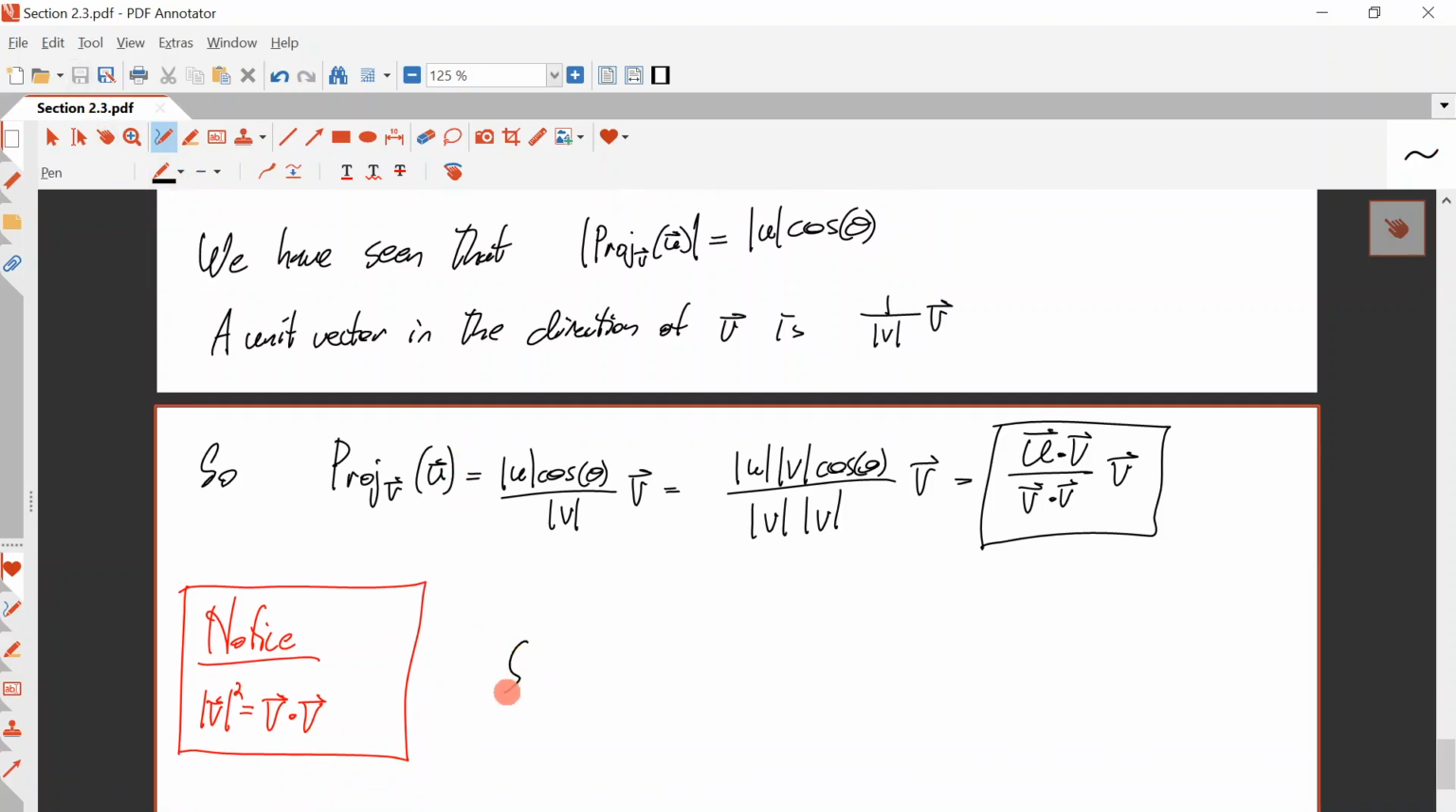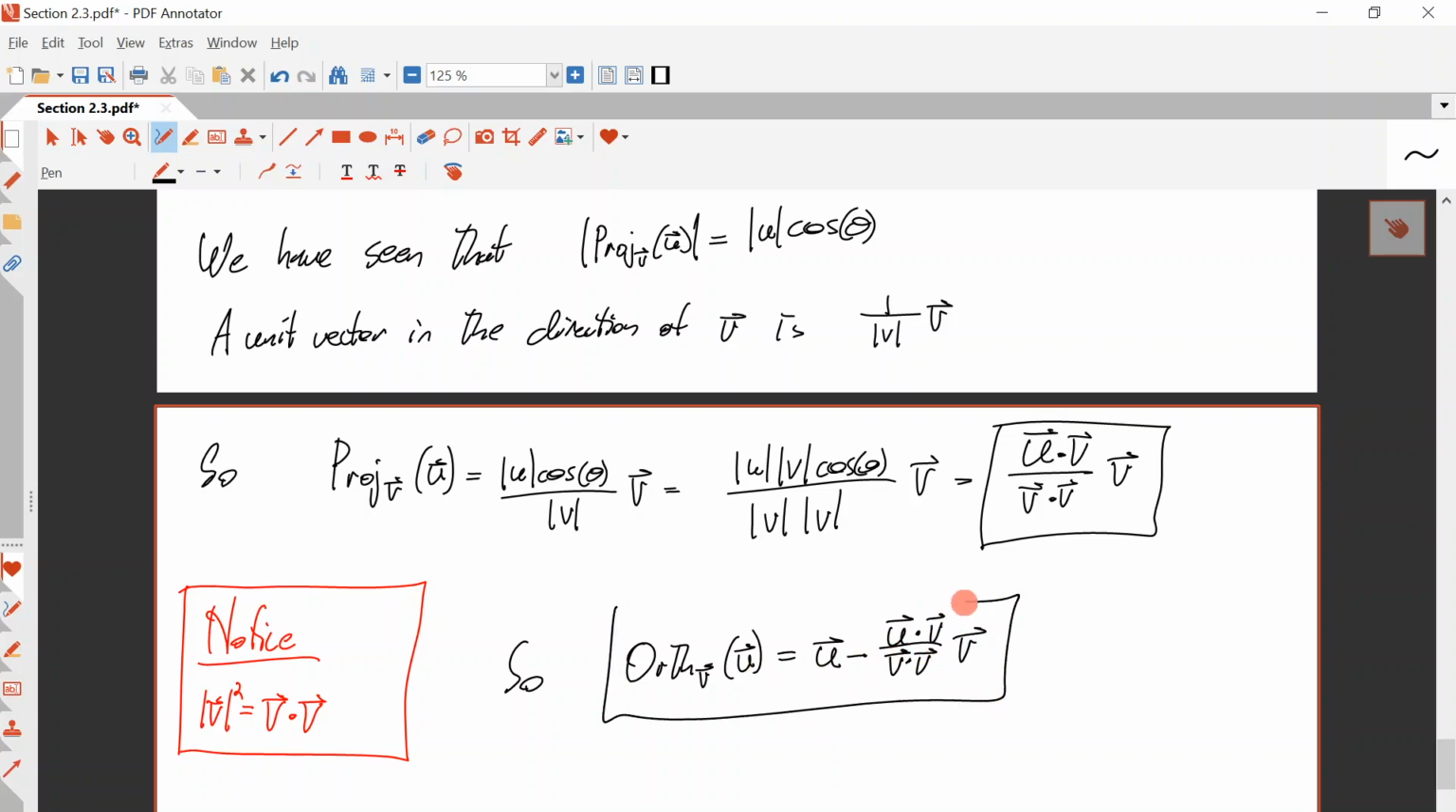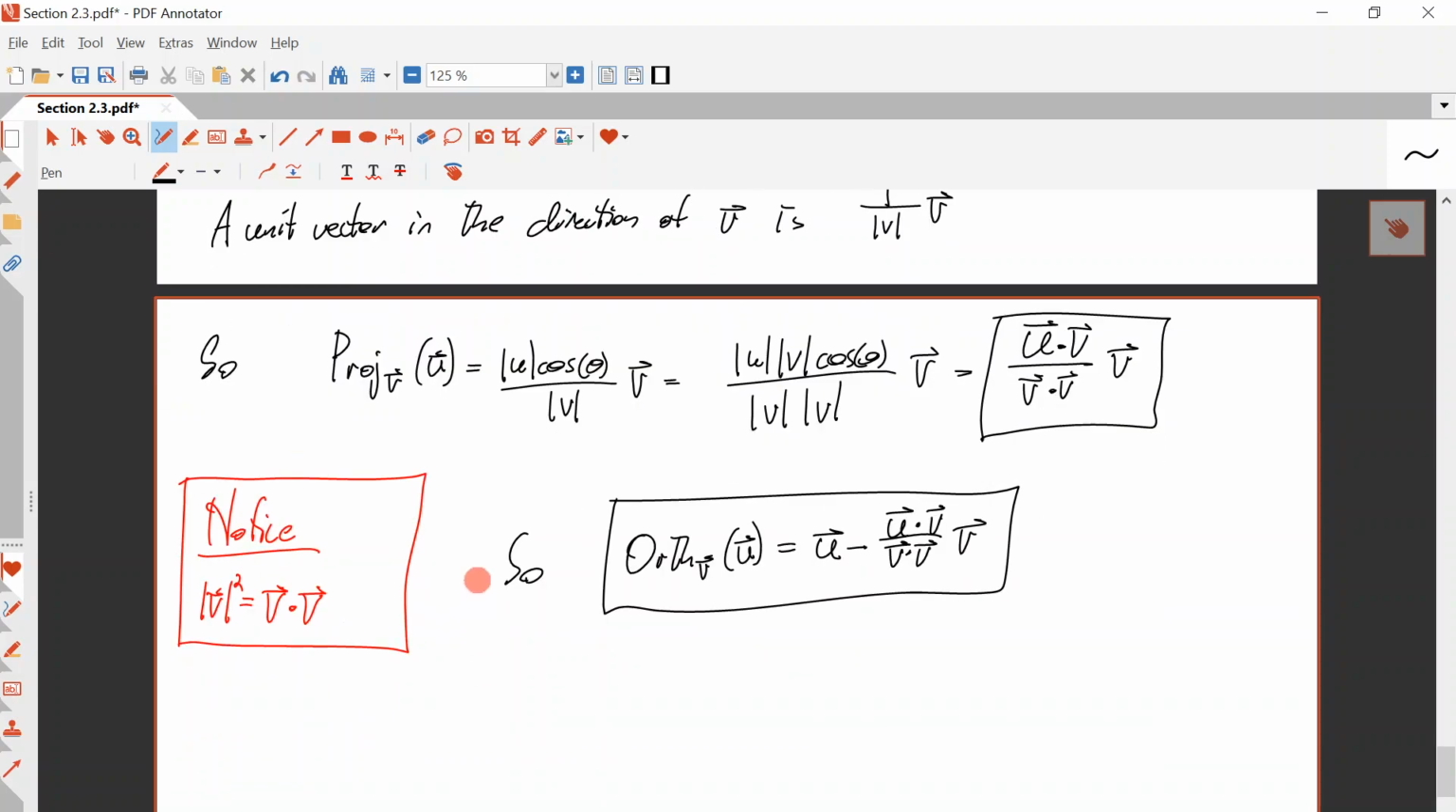So now, the orthogonal part of u, the part of u that is orthogonal to v, is therefore just equal to u minus this thing here: u dot v over v dot v times v. All right, so we've got the projection of u onto v and the component of u orthogonal to v.